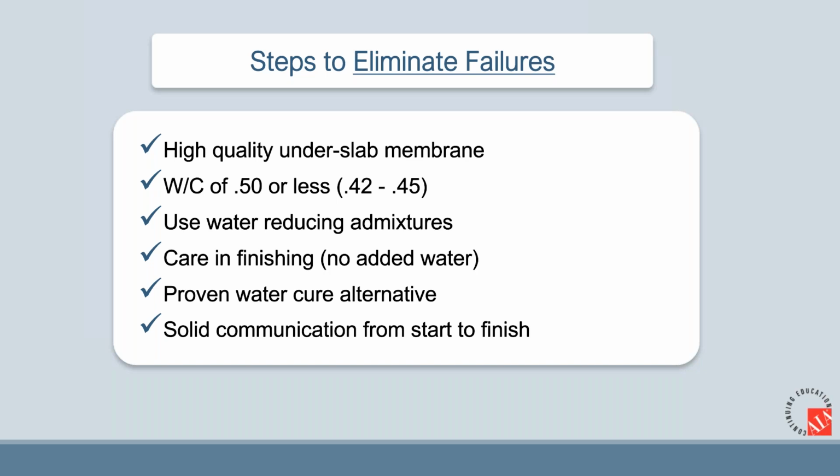Use your water reducing admixtures. There's lots of things on the market today that can help you improve the quality of your concrete for a lot less money. Take care in finishing. Make sure we know what class of floor you want to receive flooring. Don't add water at the job site. Don't use water for finishing. Use a proven water curing alternative.